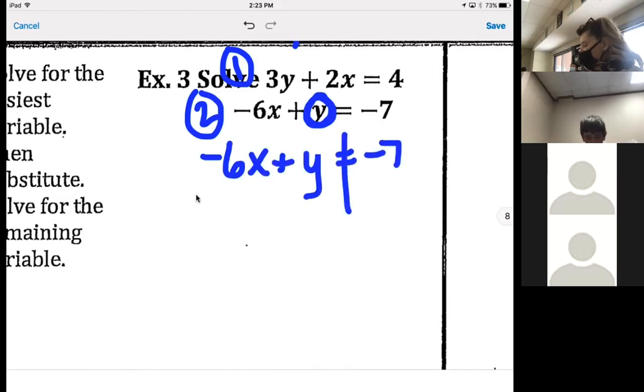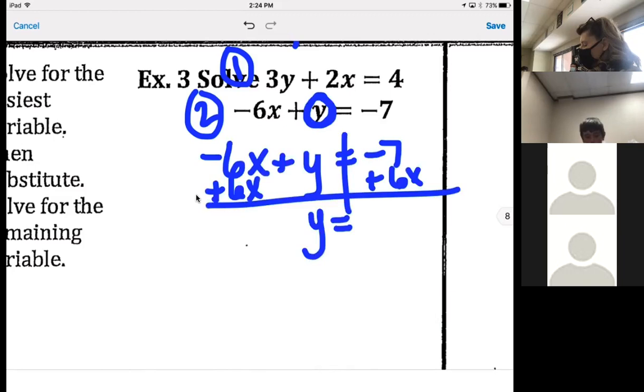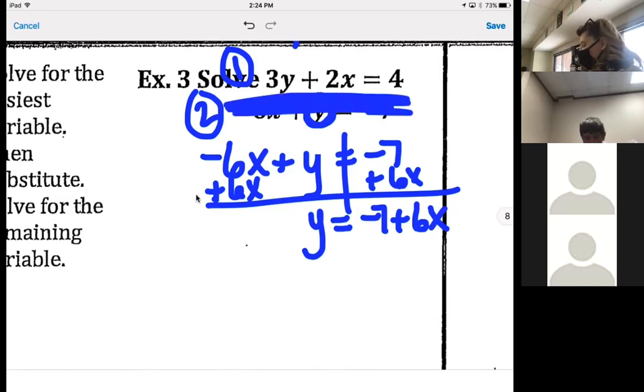I'm going to karate chop and I want to get y by itself. So how would I do that? Plus 6x. In a way, yeah. All right, now I have y equals. That was the second equation. I solved the second equation. So I'm going to cross that one off because I'm going to use the new and improved version.